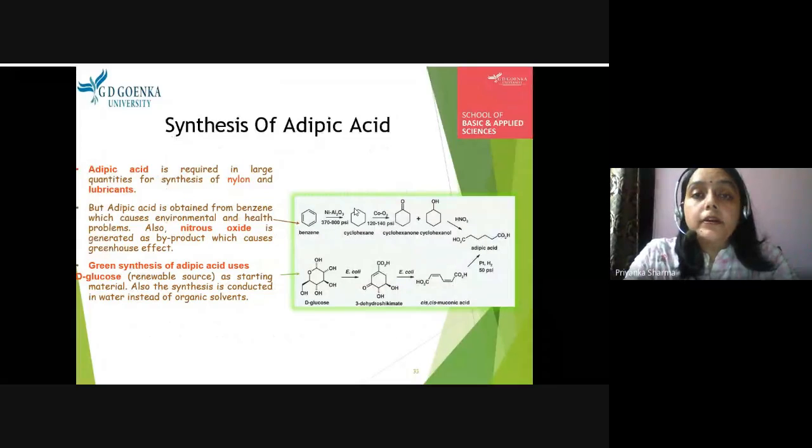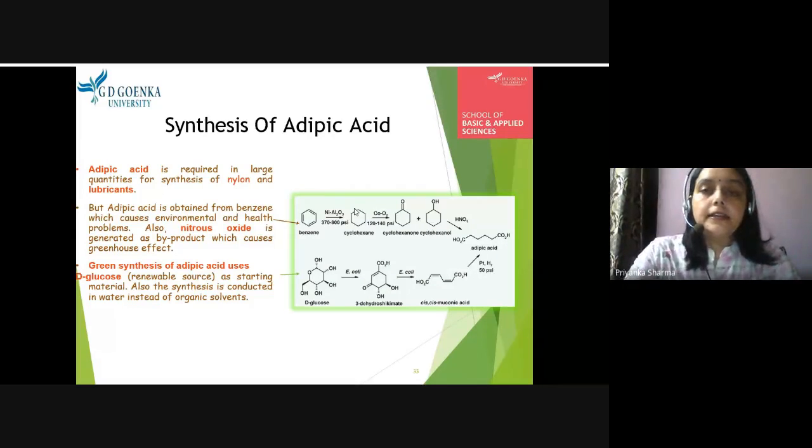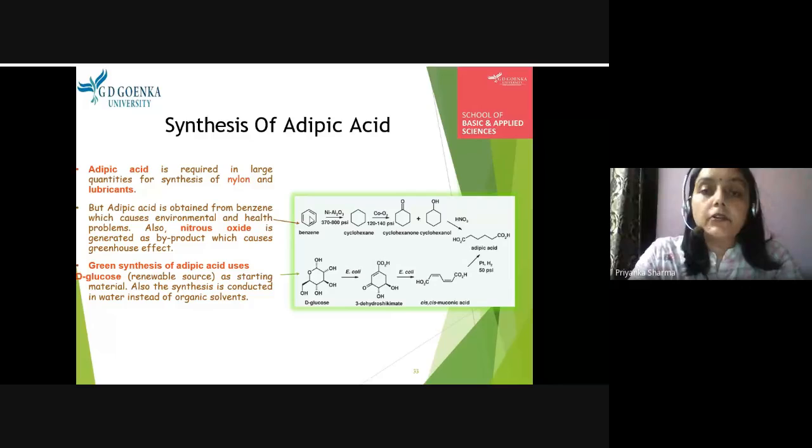Another industrially important product is adipic acid. This adipic acid is actually the starting material in the polymer industry for the synthesis of nylon and lubricants, as you all know. Nylon is a very common synthetic fiber, a synthetic polymer that we all know. Initially, for the synthesis of nylon, the adipic acid was synthesized by starting from benzene.